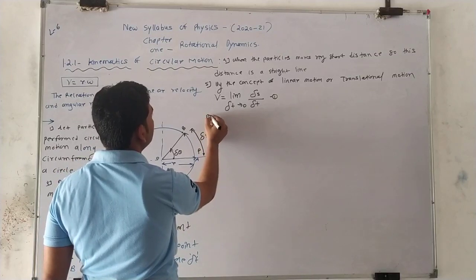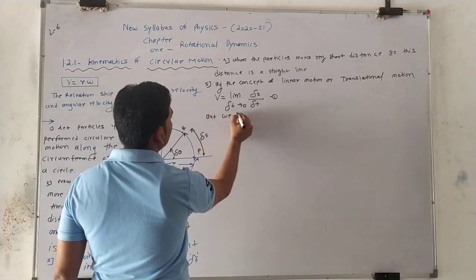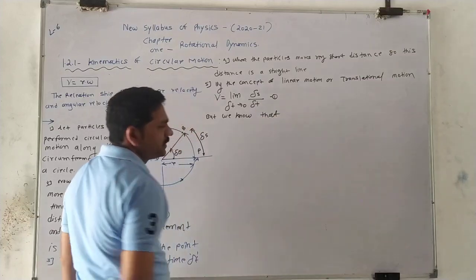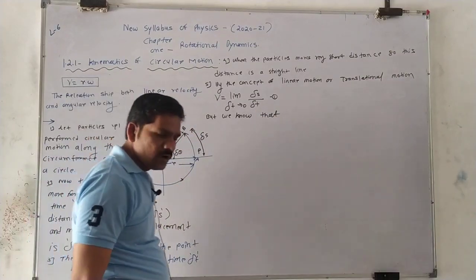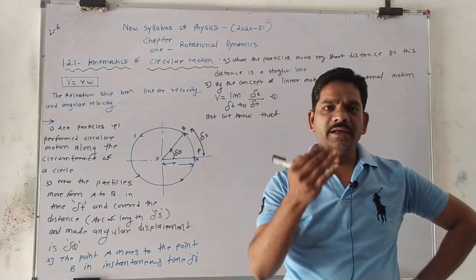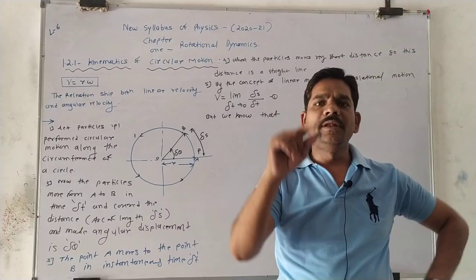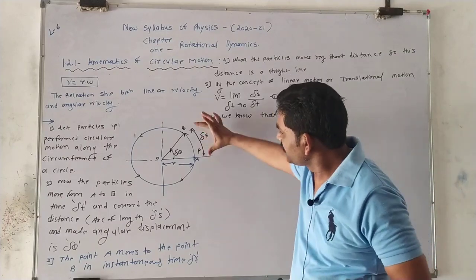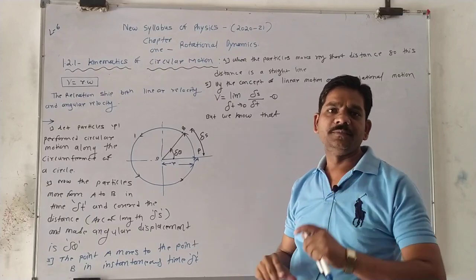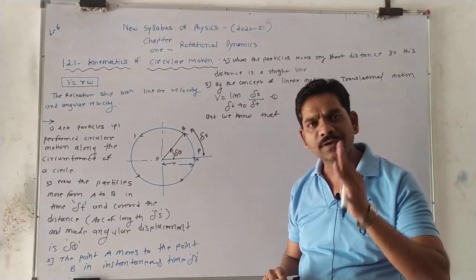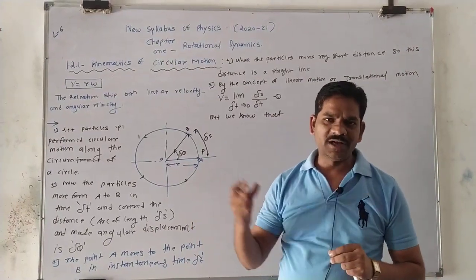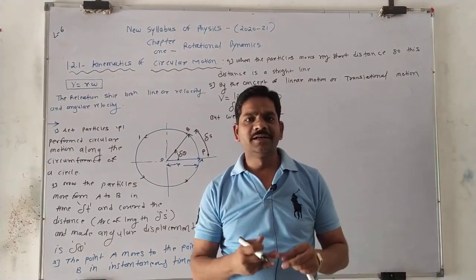But we know that, by the definition of angular displacement. What is the definition of angular displacement? It is the ratio of arc length to the radius vector. This is the simple definition of angular displacement, and we already learned it in our previous lectures. If you watch my previous lecture, we get all these concepts.